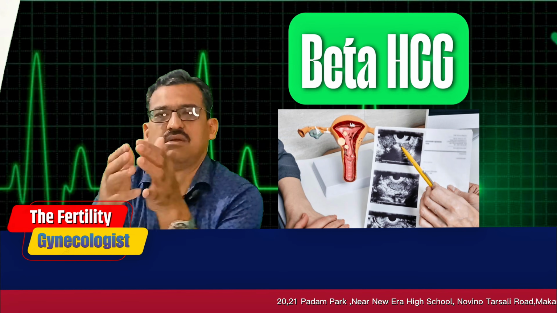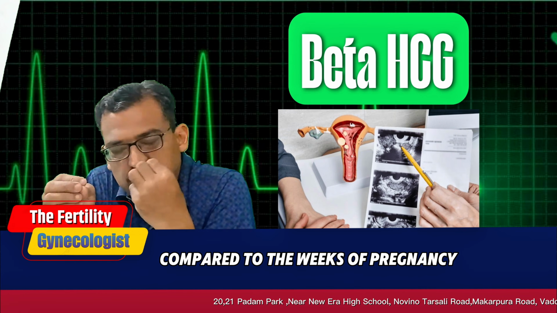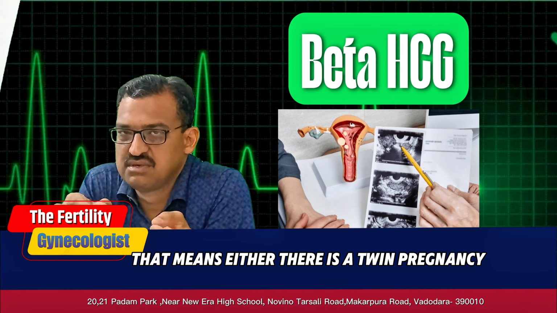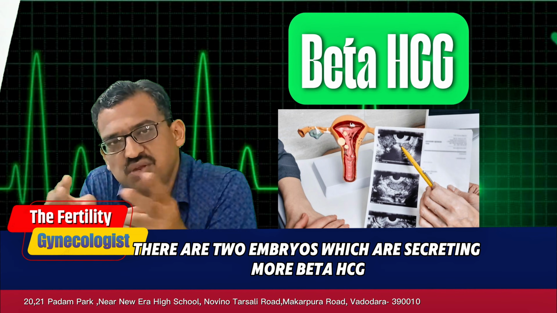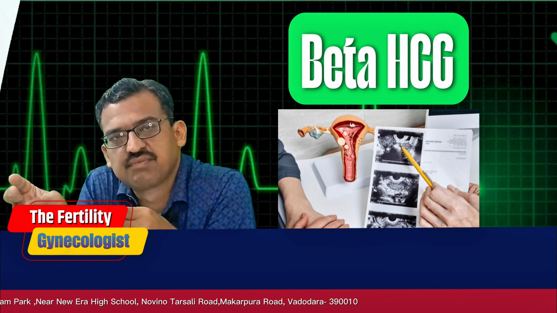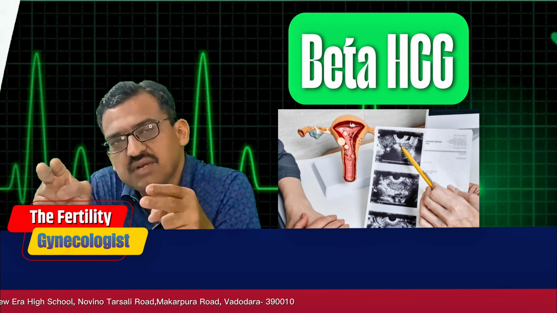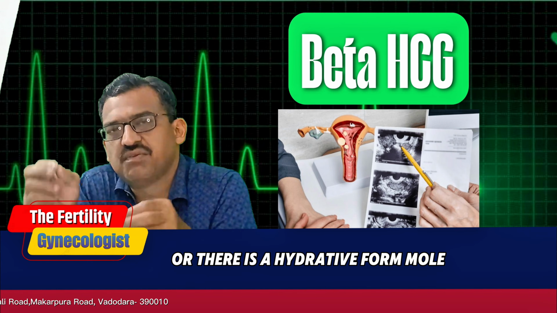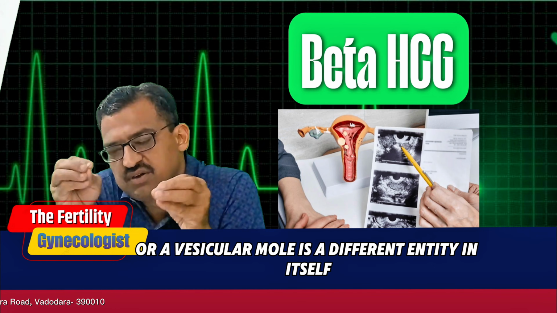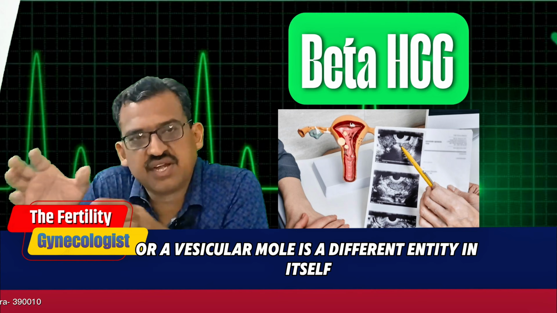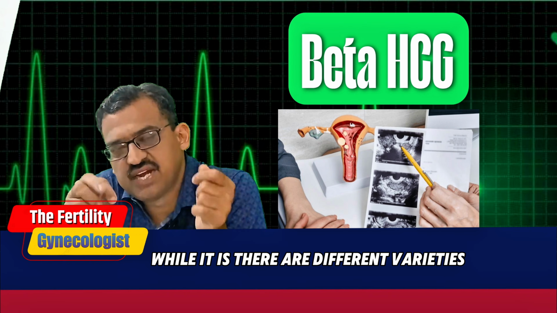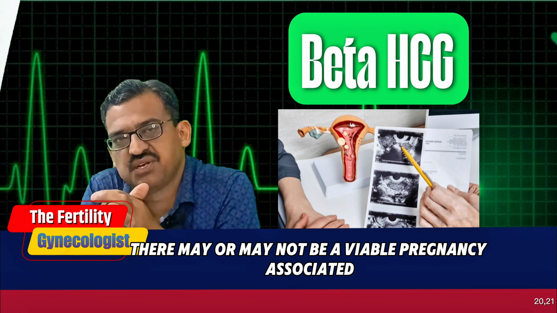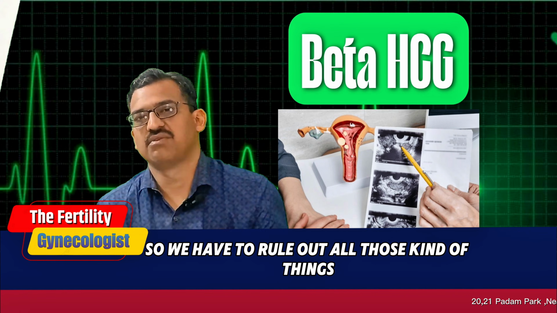Sometimes beta HCG is very high compared to the weeks of pregnancy. That means either there is a twin pregnancy, there are two embryos which are secreting more beta HCG, or there is some kind of a malignancy, choriocarcinoma kind of thing, or there is a hydatidiform mole. Hydatidiform mole or a vesicular mole is a different entity in itself. There are different varieties, complete mole or a partial mole, and there may or may not be a viable pregnancy associated. So we have to rule out all those kind of things.